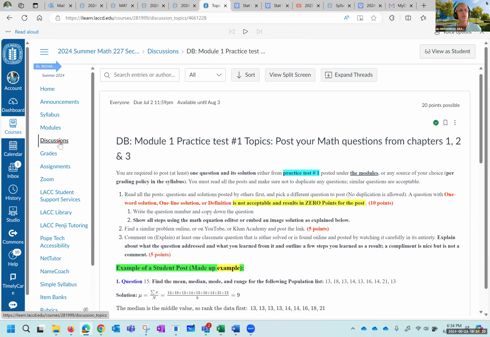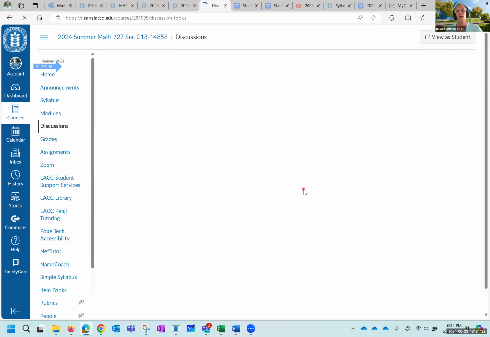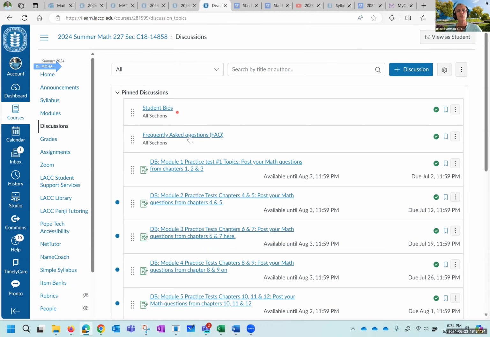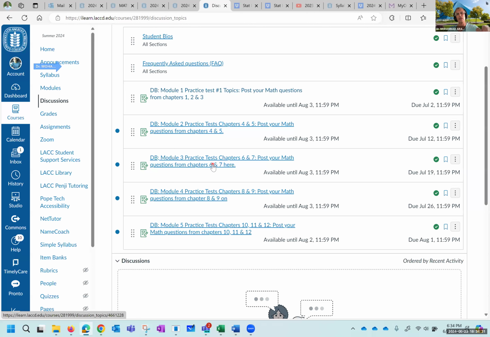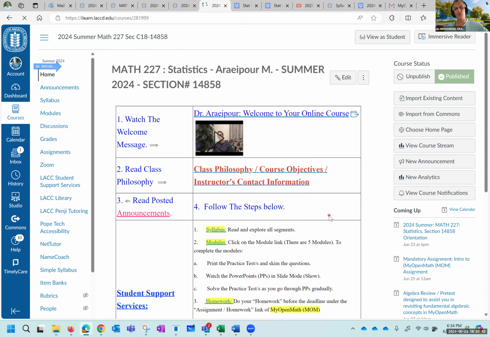So going back to the discussion forum, the first one is student bio, the second one is frequently asked questions, and there are 5 graded ones. All of them are the same in the sense that there are 3 parts to them, to do them and get credit for it. Going back to the home page, we covered everything.